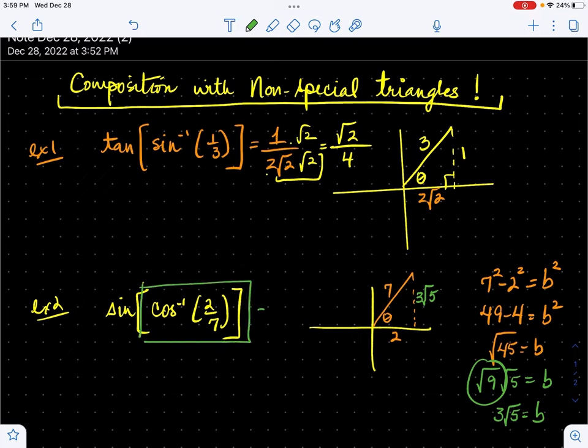And sine is opposite over hypotenuse. Fun. This is my opposite, and that's the hypotenuse, and this is already simplified. We are done. Notice both the triangles were non-special. We just have to follow Pythagorean.